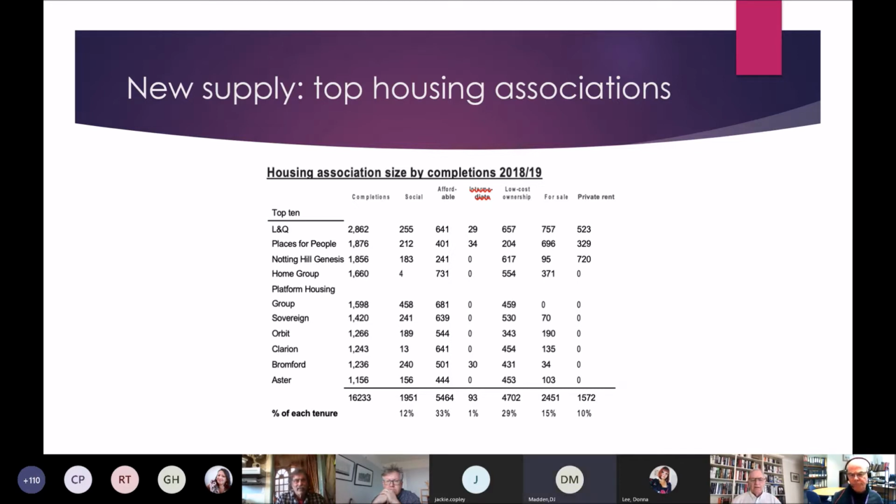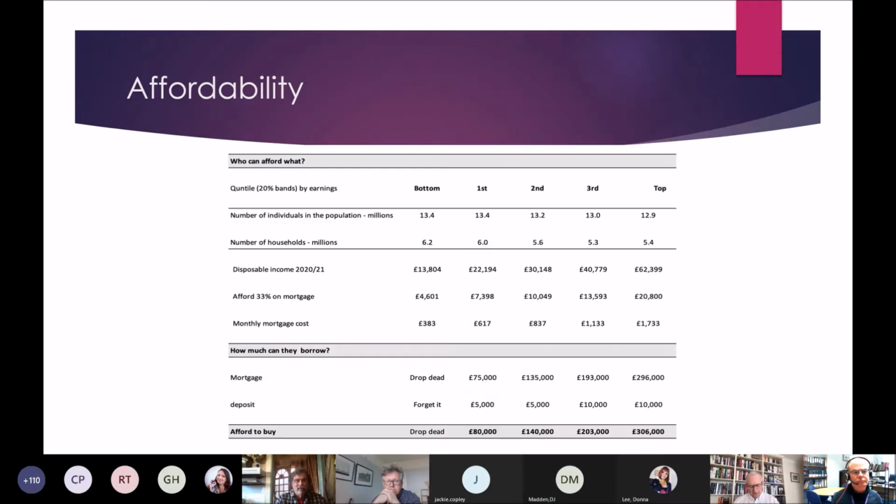Right, if we come to affordability now, just a couple more slides to go. You probably can't see those numbers, and by God, it took me a long time to get them together. But essentially, the bottom fifth of the British population, that's 13 million people living in 6 million houses, can't afford a mortgage. They can afford up to about 100 quid a week in rent, if they're lucky.